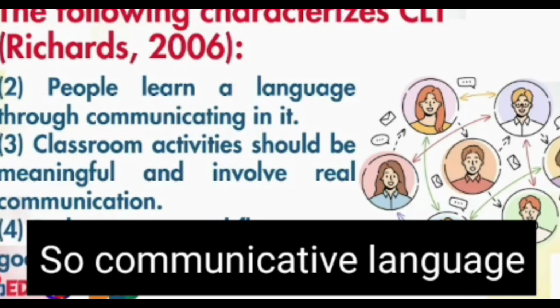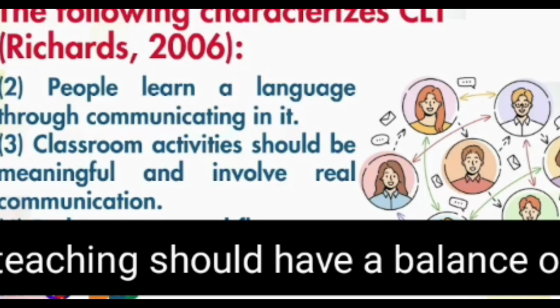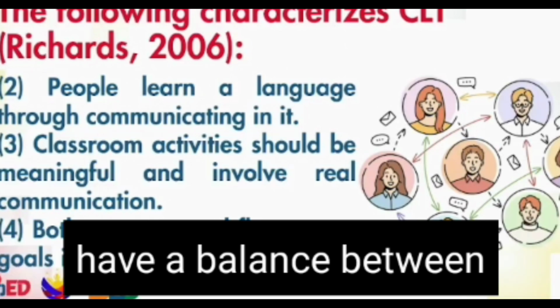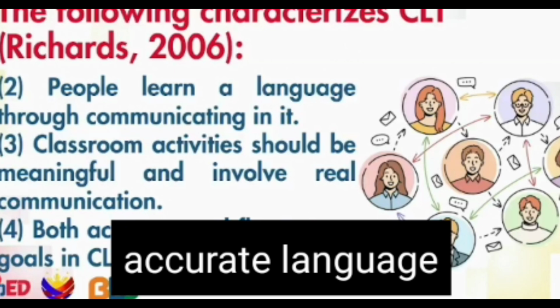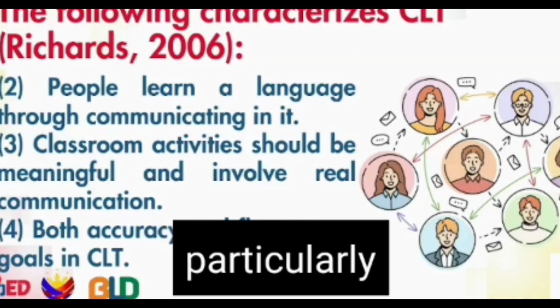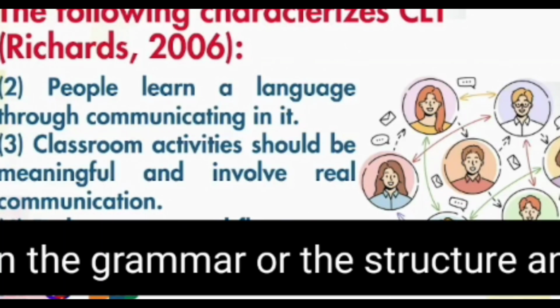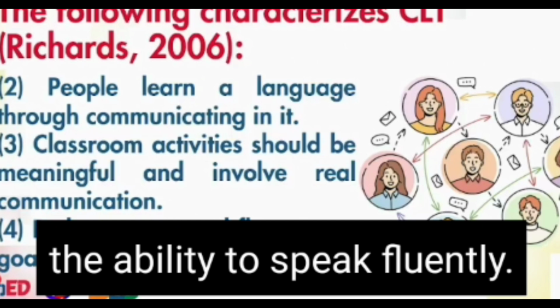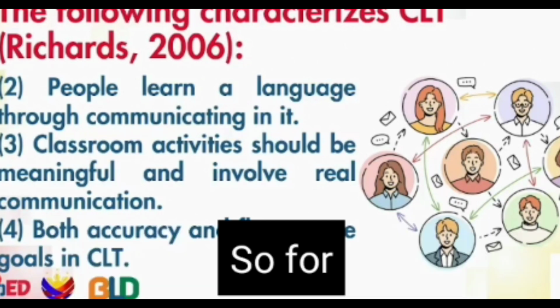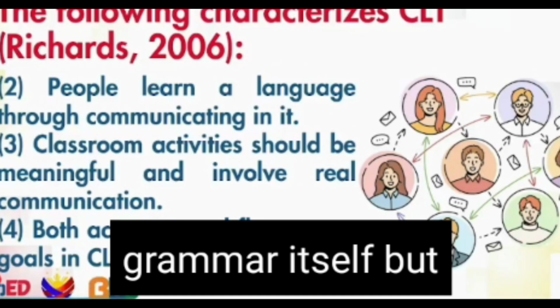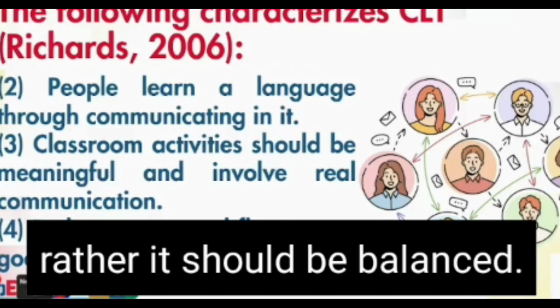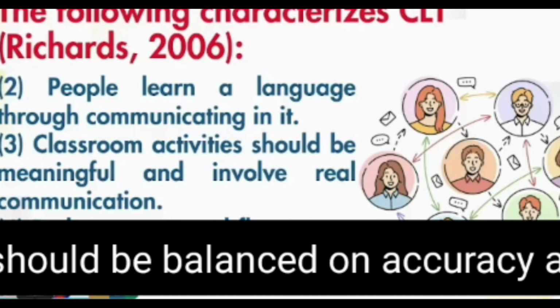And then for the fourth one, both accuracy and fluency are the goals in communicative language teaching. So communicative language teaching has a balance between developing accurate language, particularly on the grammar or the structure, and the ability to speak fluently. So we should not only focus on the grammar itself, but rather it should be balanced on accuracy and fluency.